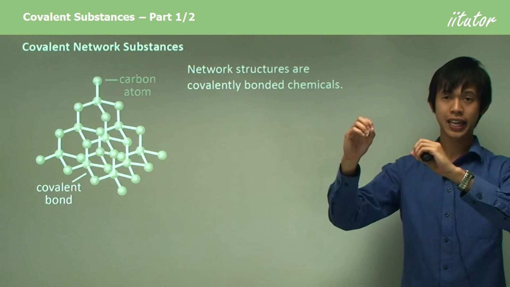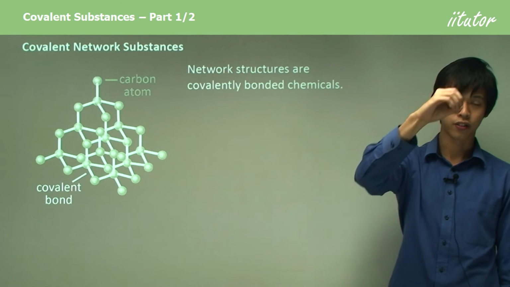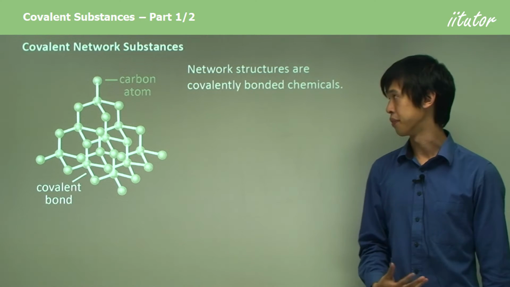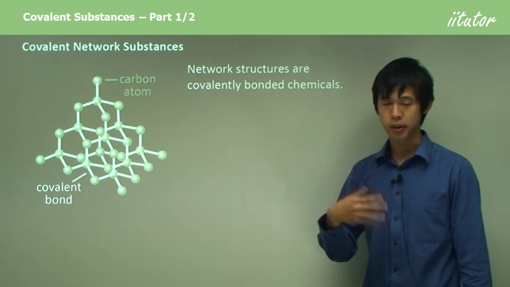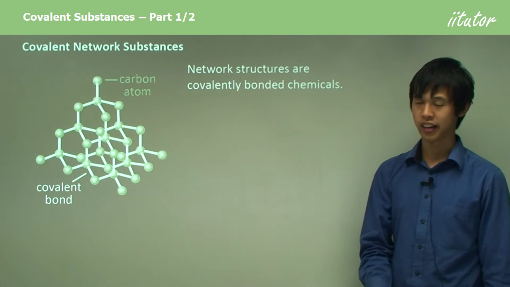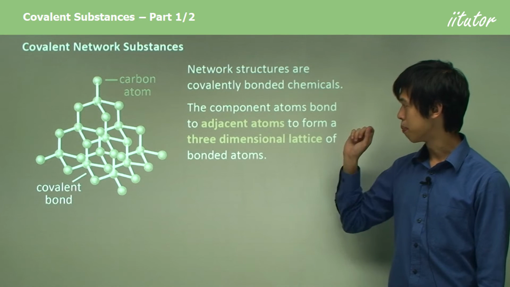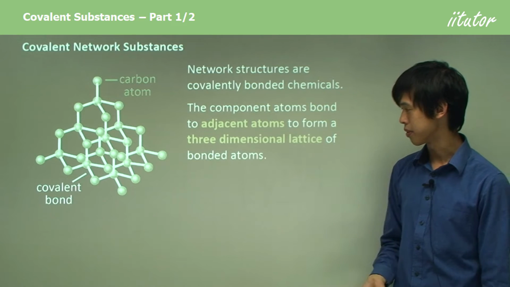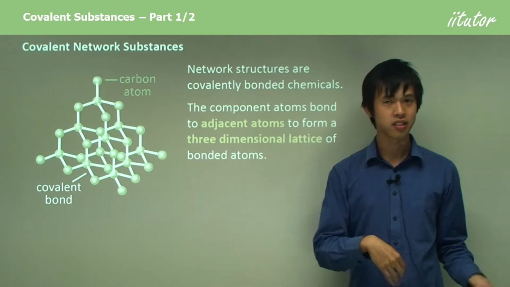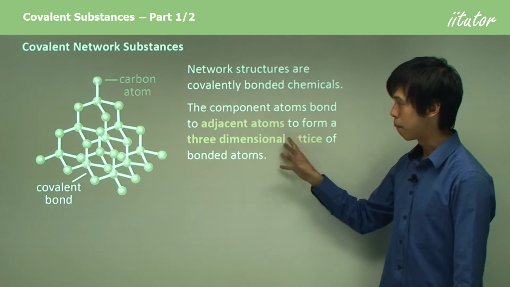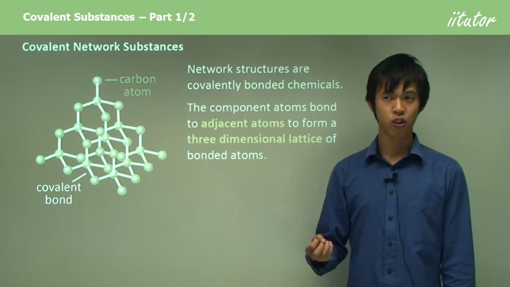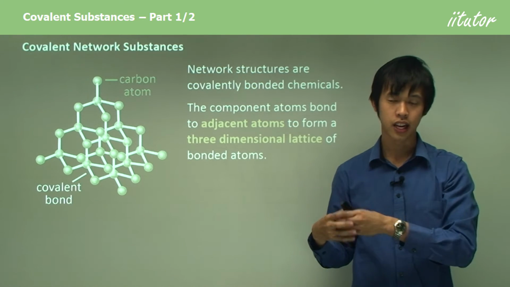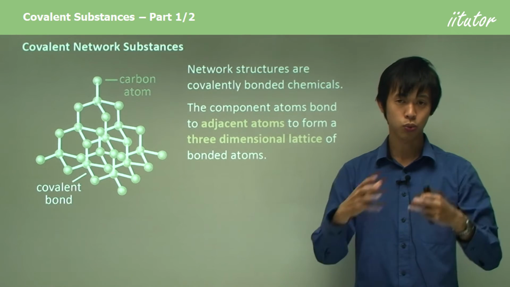Now we're going to move on to the other one. There were the covalent molecular ones where you'd have molecules that just kind of drift around by themselves. But now we have covalent network substances. So they're a little bit different. Network structures are all covalently bonded, as we mentioned, because they've got the word covalent there. But the component atoms bond to adjacent atoms to form 3-dimensional lattices of bonded atoms. There's all these words that I'm throwing around: components, atoms, adjacent, 3-dimensional. But remember, in the covalent molecular, we had just little aggregates by themselves. And they didn't want to link together with other ones. They just wanted to be by themselves.